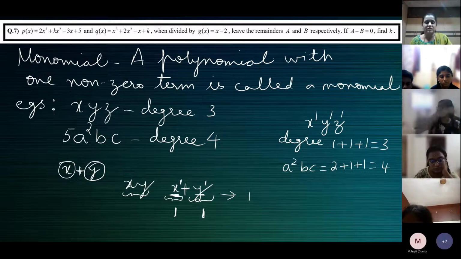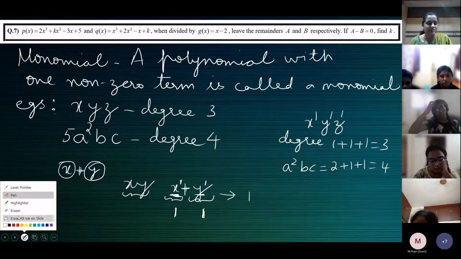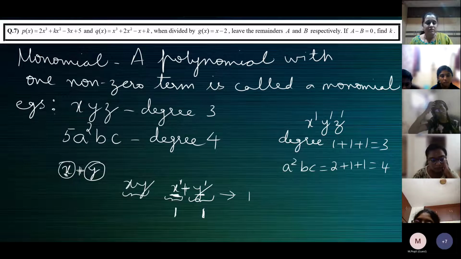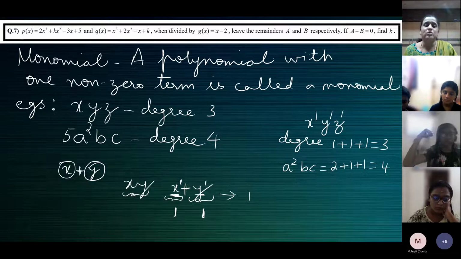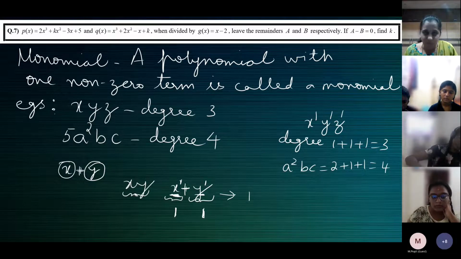At the end of this discussion, it should be clear. Let me just go ahead. So I gave you the difference between x plus y and xy. xy is only one term. If you have to say something about xy, you will say that xy is a monomial of degree 2.